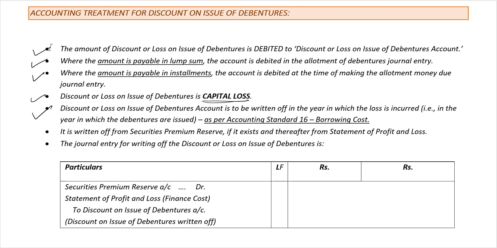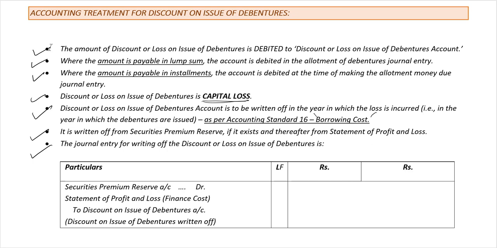The discount or loss on issue of debentures is to be written off in the year in which the loss is incurred, that is, in the year in which the debentures have been issued, as per Accounting Standard 16 dealing with borrowing cost. It is to be written off from securities premium reserve if it exists, and thereafter from statement of profit and loss.